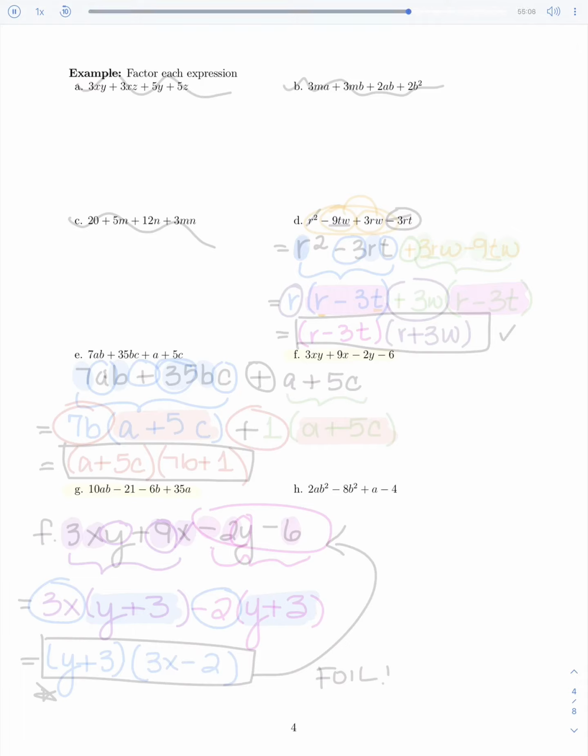Let's redo the same problem in the other direction as well, though. So we've already done problems A, B, C, and we're going to redo D, just to show you that you do get the exact same answer as the way that we did it before. So we always are starting out with our R squared. We grouped it with the 3RW before, because again, remember we can't use the 9TW because there's nothing in common. There's no terms that are in common with the R squared.